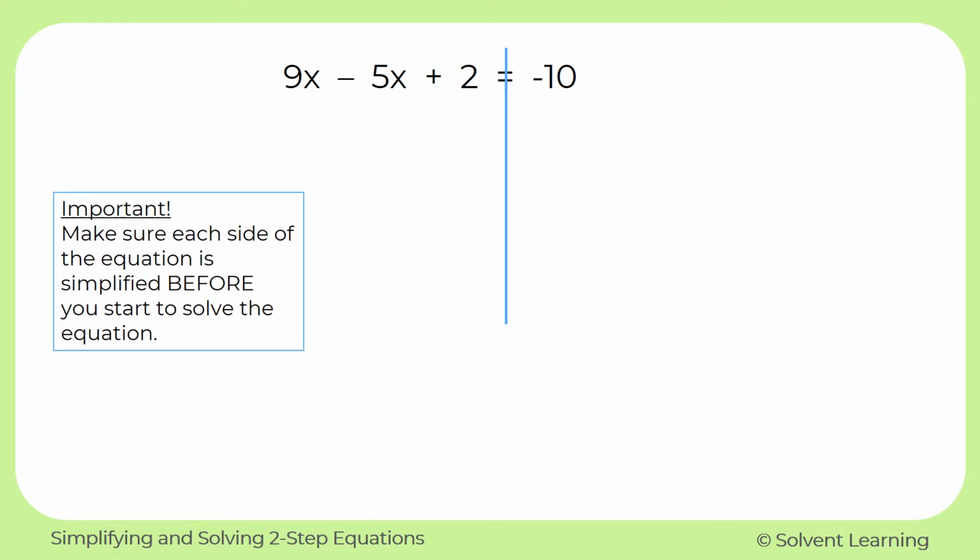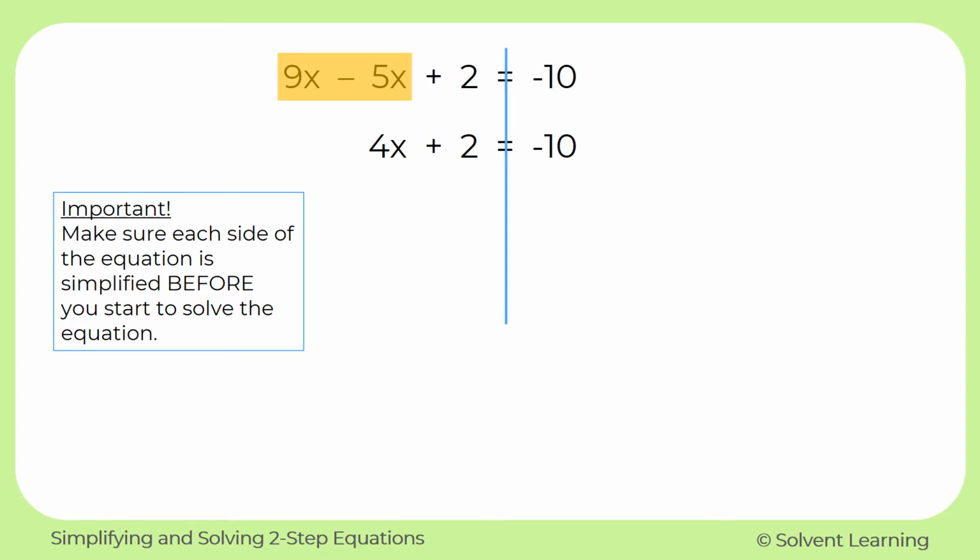So, just remember this tip, very important. Make sure that each side of the equation is simplified before you start to solve the equation. So we need to simplify that left side first. Remember, when we're simplifying things, we're making it shorter, simpler, easier to work with. And we can do that by combining like terms. So let's combine the 9x and the minus 5x. That'll give us 4x. So we can write this whole equation over, but simplifying that part to just 4x.